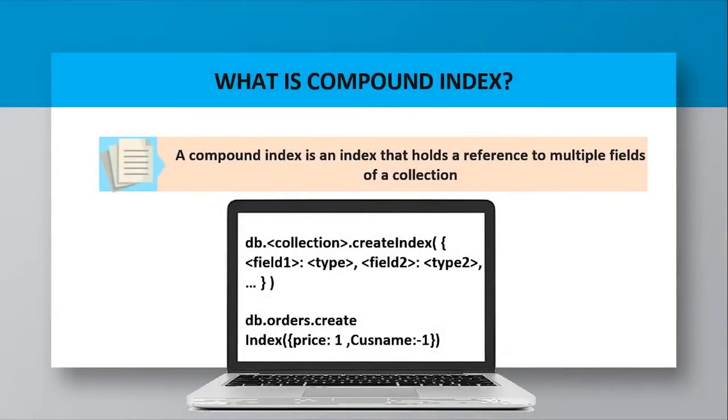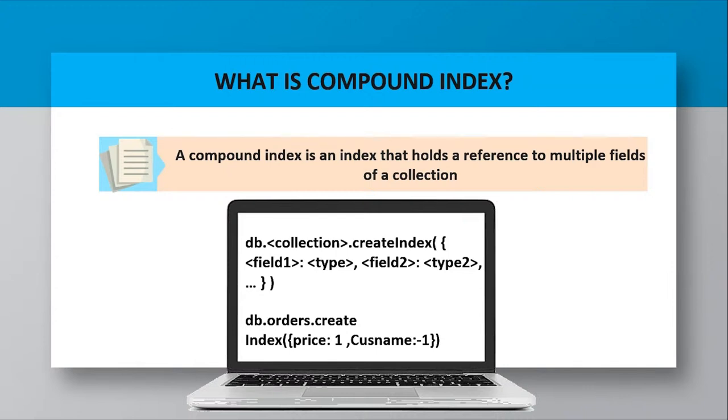Next, we have the compound index. A compound index is formed when multiple fields are combined into a single index. So a compound index is an index that holds references to multiple fields within a collection. For example, I have taken the same orders collection, and I'm creating an index for multiple fields here, which are price and customer name.